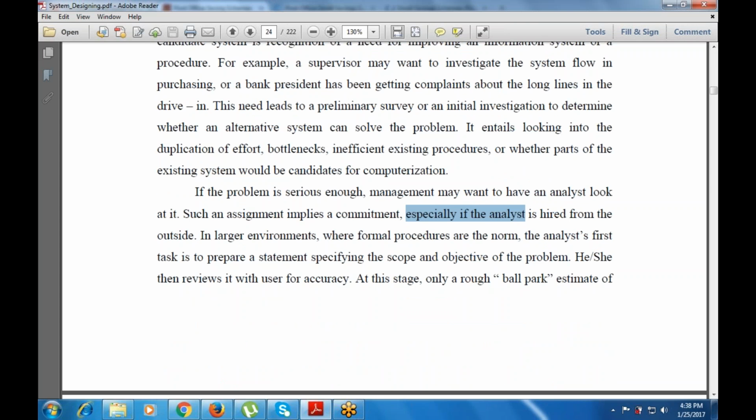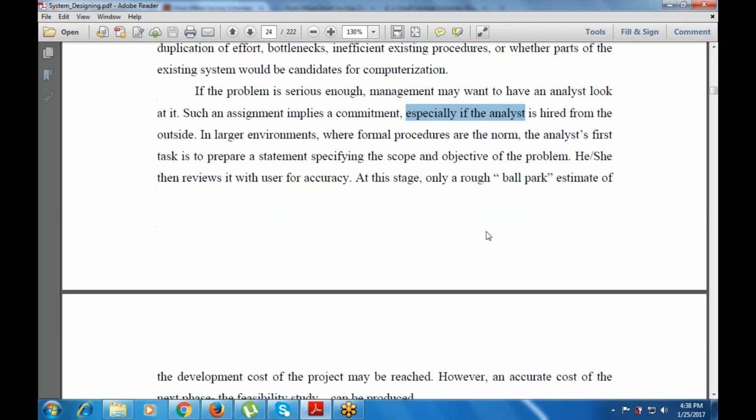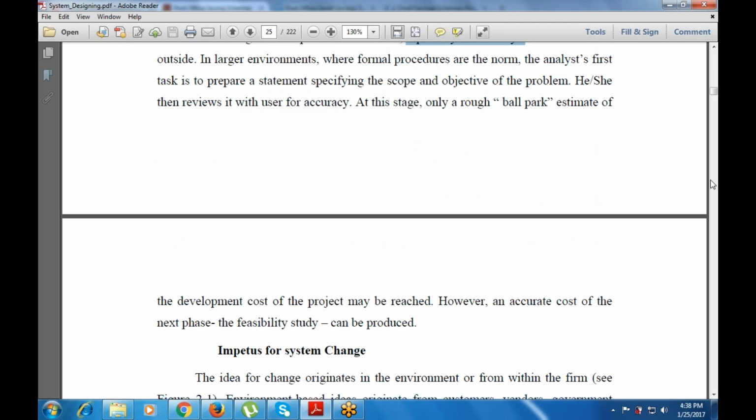In a large environment where formal procedures are the norm, the analyst's first task is to prepare a statement that specifies the scope and the objective of the problem. What is the main scope? What is the main objective of the problem? He or she then reviews it with the users for accuracy. At this stage, only a rough ballpark estimate of the development is used.